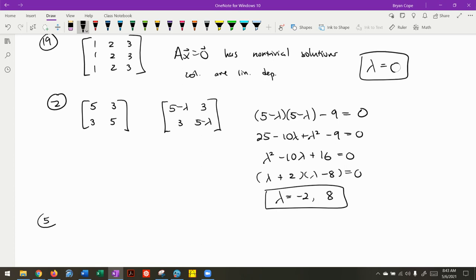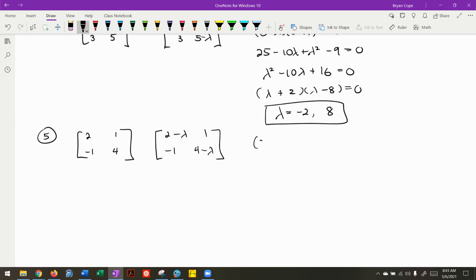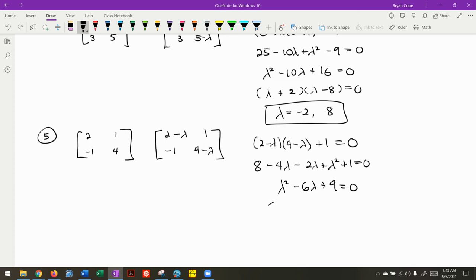Number 5. Similar question. We've got 2, 1, negative 1, and 4. Let's take A minus lambda I. So our characteristic polynomial would be (2 minus lambda)(4 minus lambda) plus 1 equals 0. Okay, this means that lambda equals 3 is our only eigenvalue, and it has an algebraic multiplicity of 2. We'll talk more about all those multiplicity things in class.